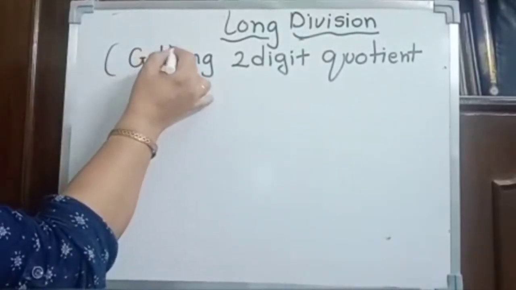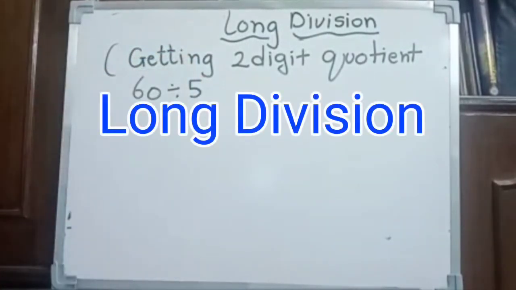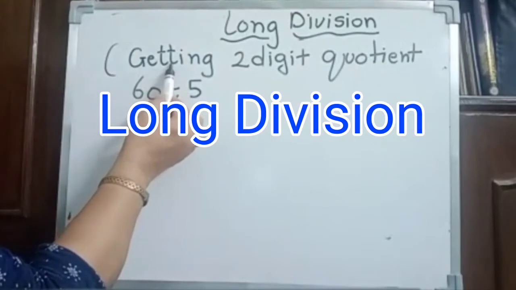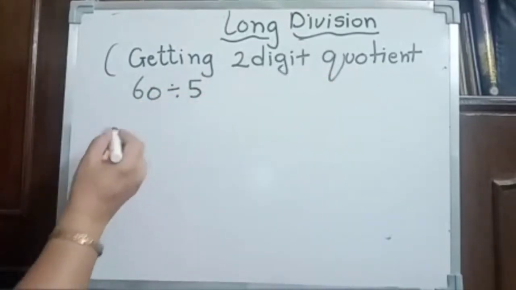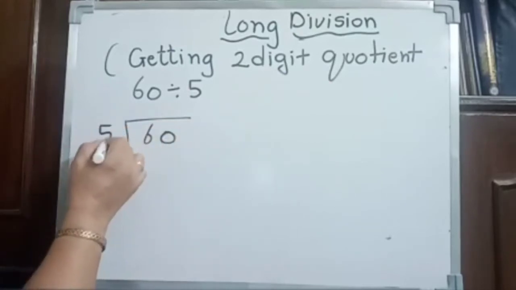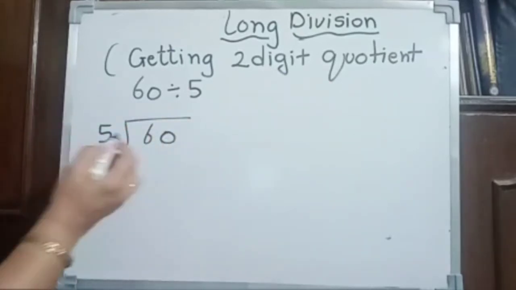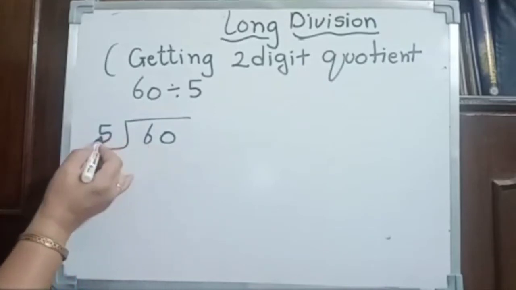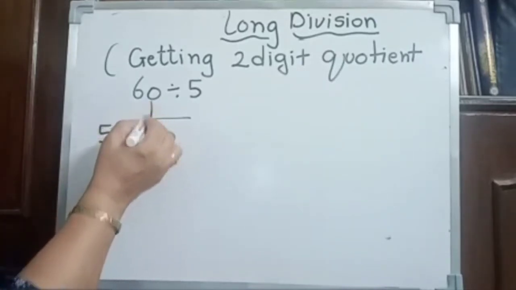Now, this is another method of long division, where we get a 2-digit quotient. You put it like that. 60 divided by 5. Now come to the first number. The very first number is bigger than 5. So 5 ones are 5.